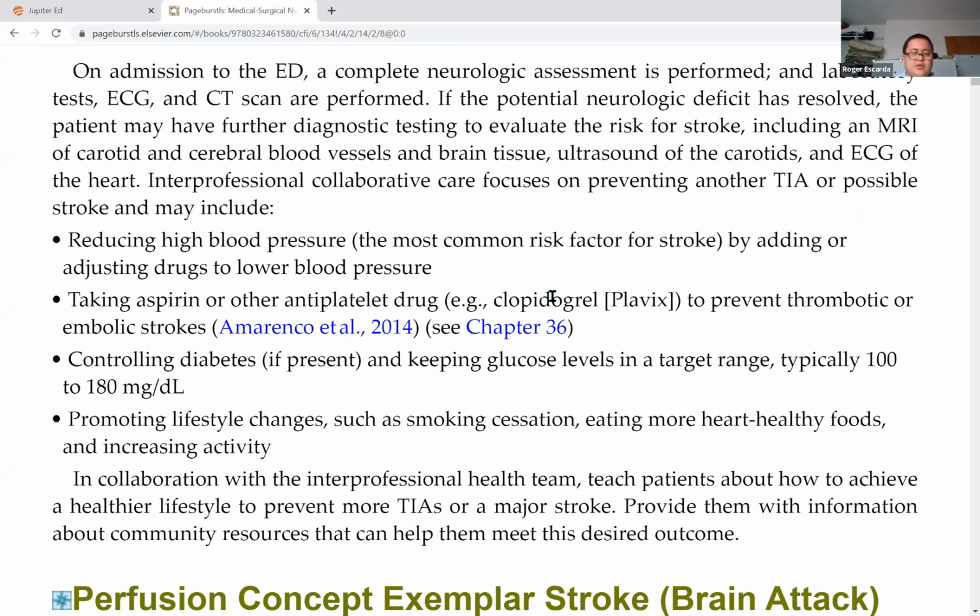So let's do prevention first. So if the patient was diagnosed with a TIA, they're lucky. They did not have any permanent damage to any part of the cerebral tissue. So therefore, once a TIA is diagnosed, then the patient will be encouraged to do the following. So it will be about lifestyle modifications or risk factor modification.